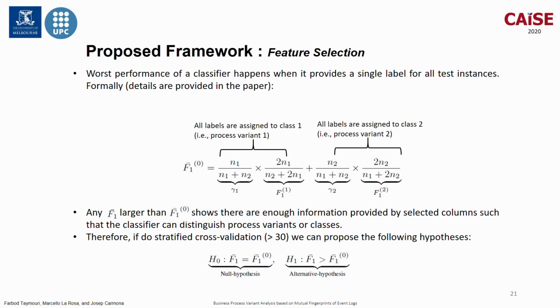So any performance above this number shows that the trained model is able to distinguish process variance. However, it might happen by chance. So to eliminate this effect, we resort to cross-validation to take a sample of performance values, and if the average of the sample is greater than the worst case performance with, let's say, a 95% significance level, then we consider the selected features as discriminatory ones.